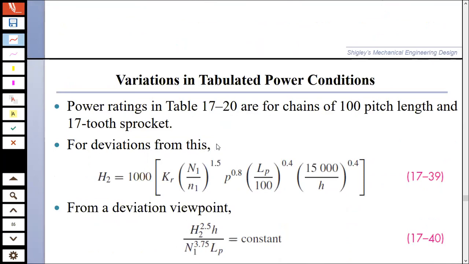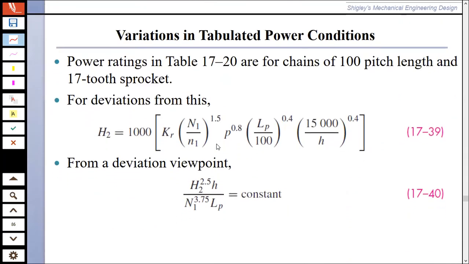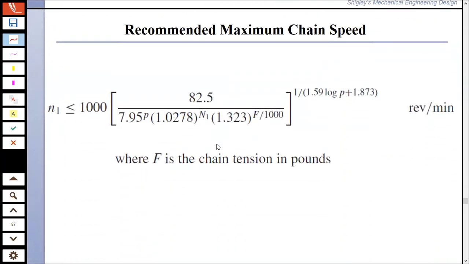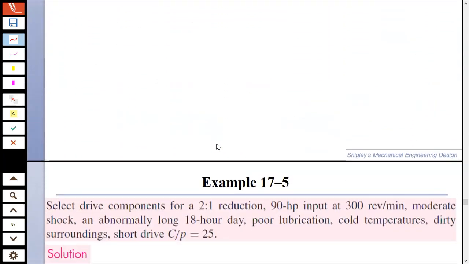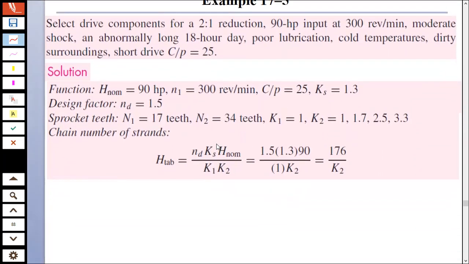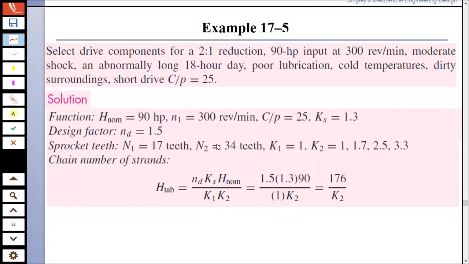Now, looking at the design of a chain. Let's see if we can find an example, and we'll go through that. Let's look at this example. It says: select a drive component for 2:1 reduction. ठीक है जी? 90 horsepower, input at 300 revolutions per minute, moderate shocks. This is for your Ks.